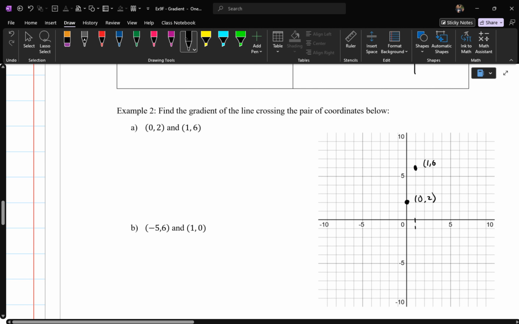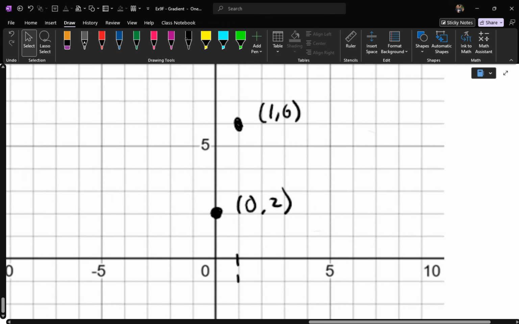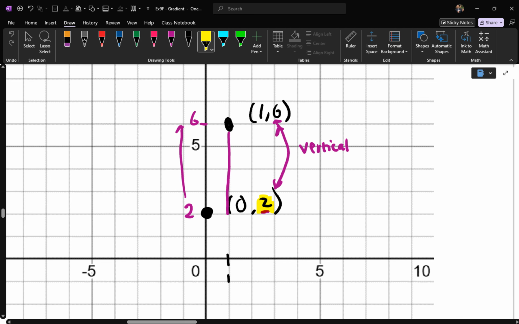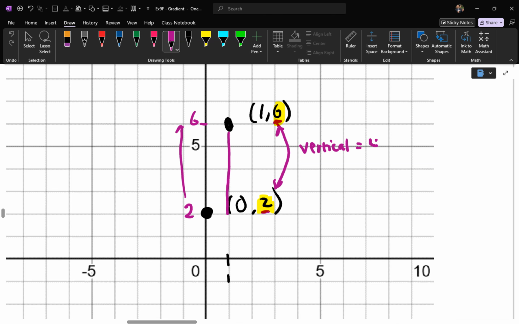And over time, you'll be able to do this quicker because you realize that y is 2, because that's the y coordinate. And the y coordinate here is 6, right? So all you have to do is just figure out, well, 2 to 6, that tells you the vertical distance. So you always look at the y coordinates. That should tell you the vertical distance. So vertical distance clearly from 2 to 6, 6 take away 2 is 4.